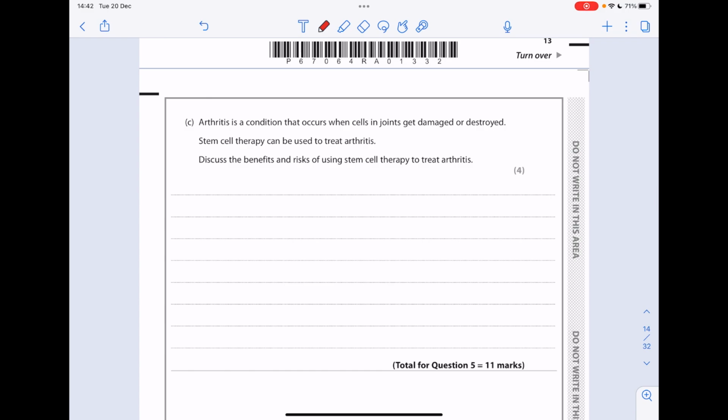Arthritis is a condition that occurs when cells and joints get damaged or destroyed. Stem cell therapy can be used to treat arthritis. Discuss the benefits and risks of using stem cell therapy to treat arthritis.